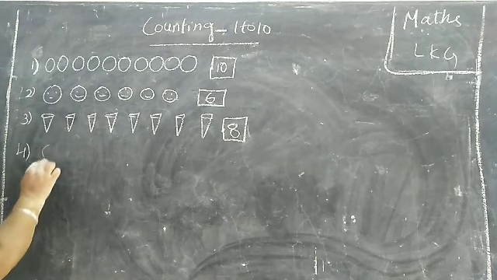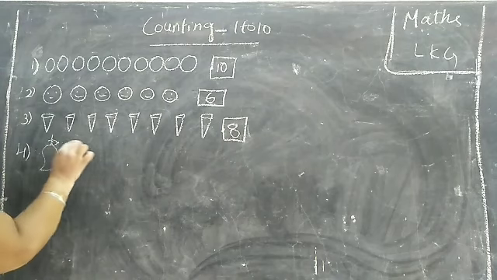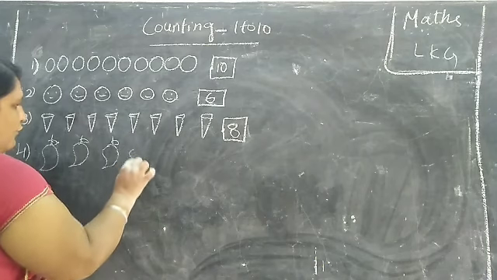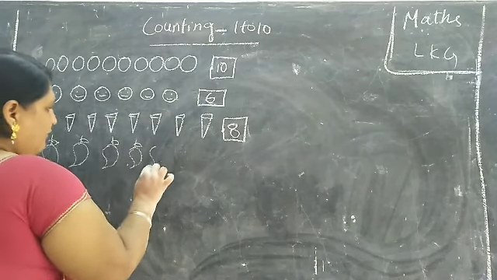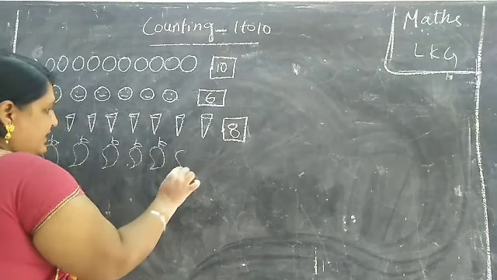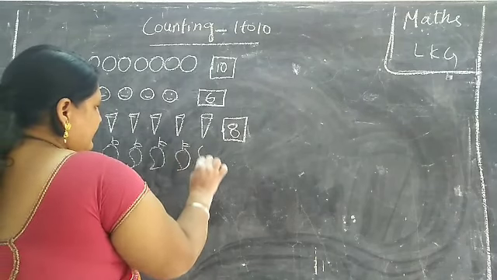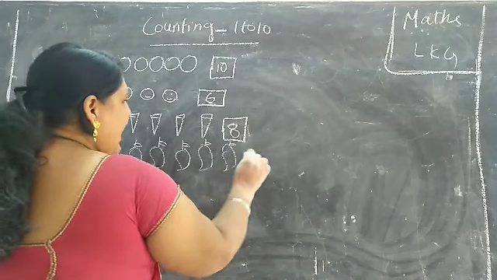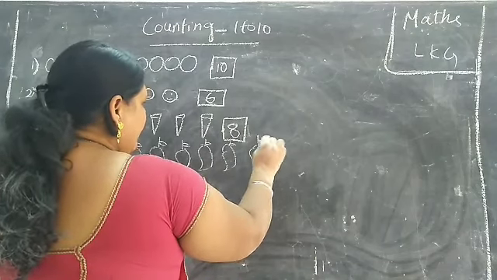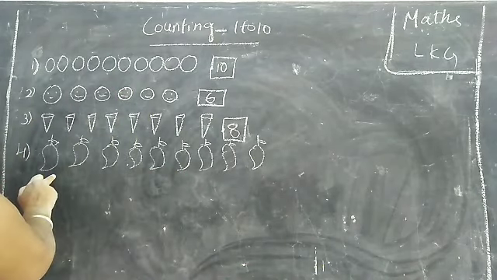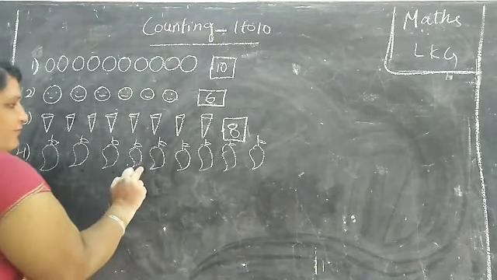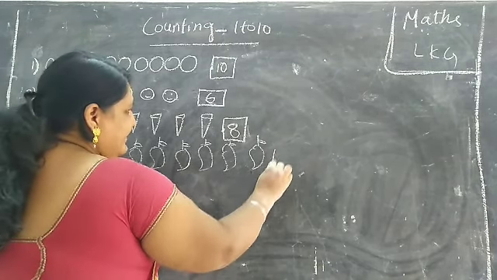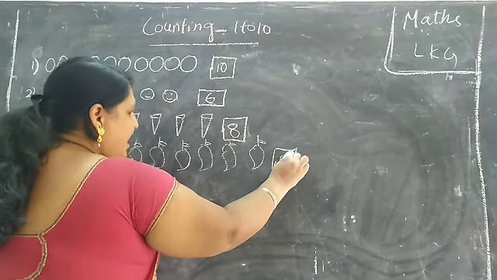So next, mangoes. 1, 2, 3, 4, 5, 6, 7, 8, 9. So total how many mangoes, children? Count. 1, 2, 3, 4, 5, 6, 7, 8, 9. So here we'll write 9.